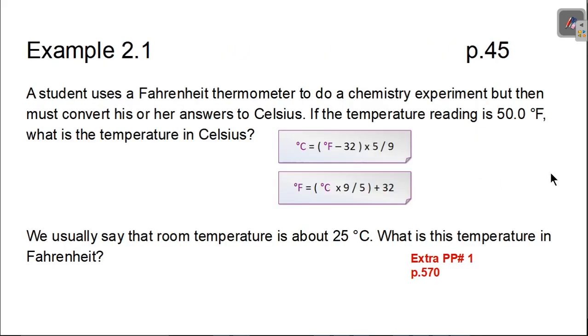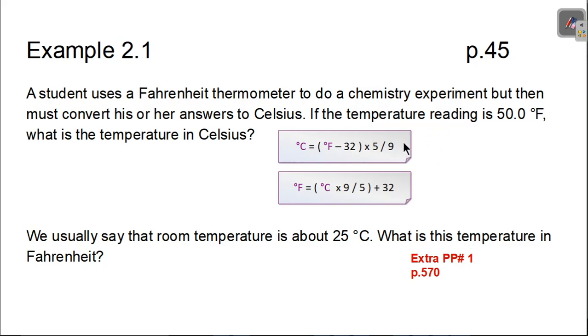How does that work? Example 2.1. Let's look and see how this is done. Remember that you need to be working on the problem as well. So I'm going to explain it to you, but you need to also copy how it's done. And then we're going to do extra practice problem number 1. But it says a student uses a Fahrenheit thermometer to do a chemistry experiment, but then must convert his or her answer to Celsius. If the temperature reading is 50 degrees Fahrenheit, what is the temperature in Celsius?